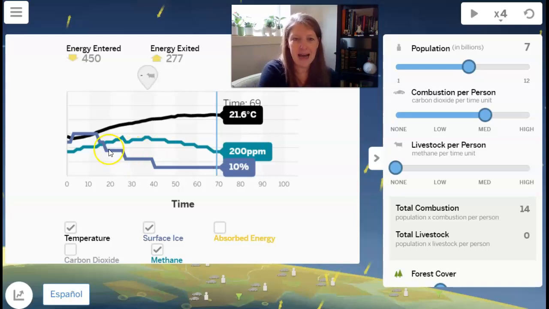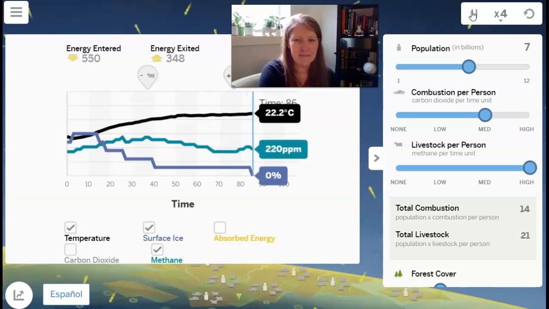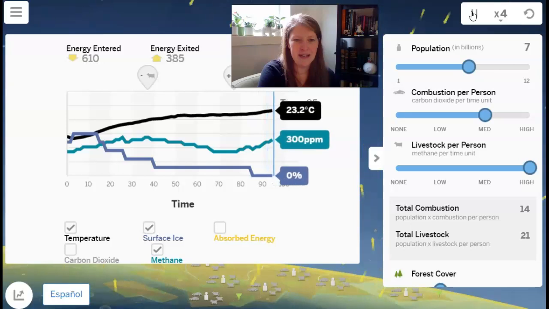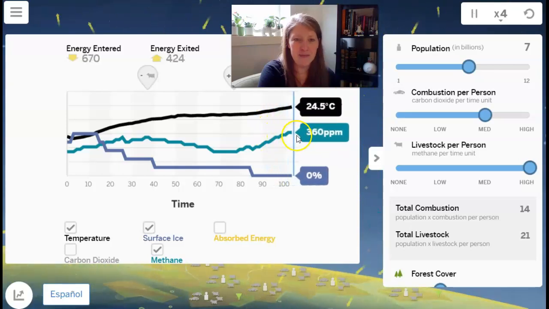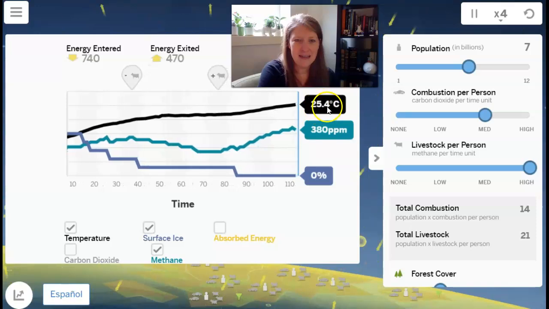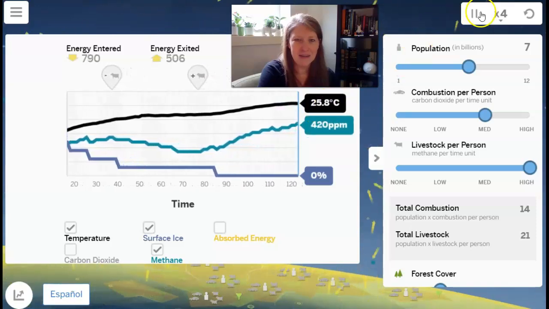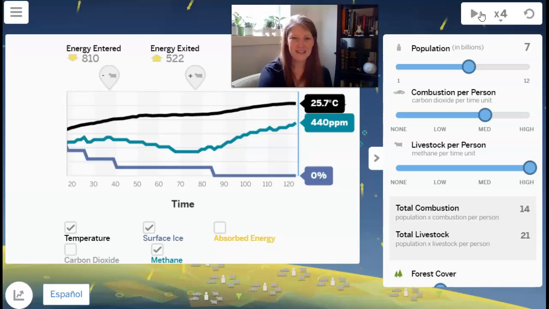Okay, so the last thing that we want to do with this one is move the methane producing livestock up to high. And I think we need to prepare ourselves that the ice might have to go away. We'll see what happens. Yeah, it's dropped down to 0%, and the temperature is rising. The level of methane is rising. The temperature is getting up to, oh, that's so warm, 25 degrees Celsius on average, which means some places are going to be really hot.